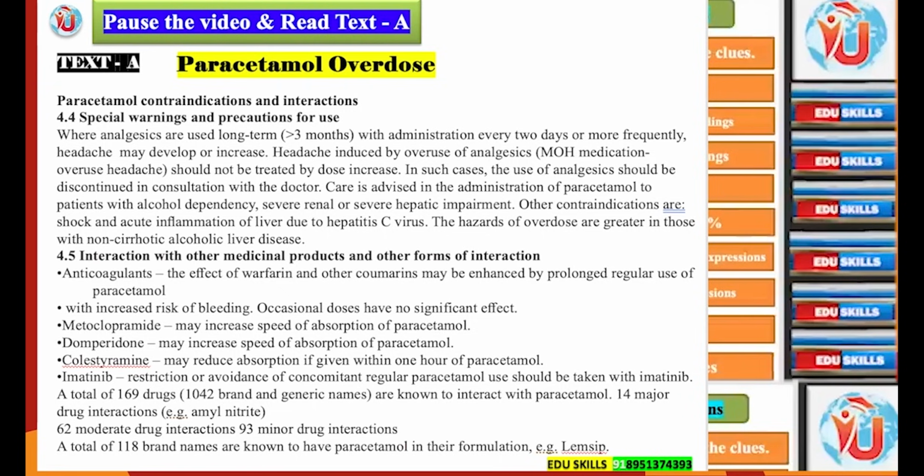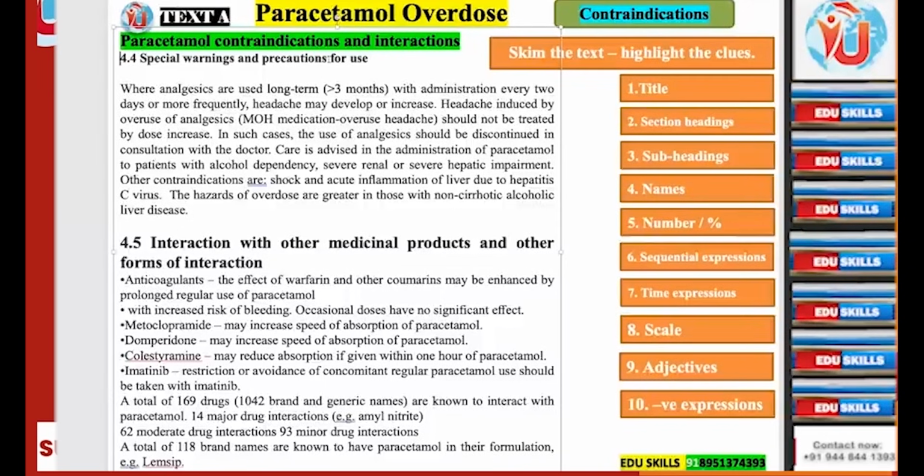Unmute and tell me, what did you find? I will highlight. Heading, you know. There is the title, paracetamol overdose, yes. Then the section heading. Paracetamol contraindications and interactions is the section heading, okay? Second one, bullet points. And this one? Special warnings, that is a subheading. These two are subheadings.